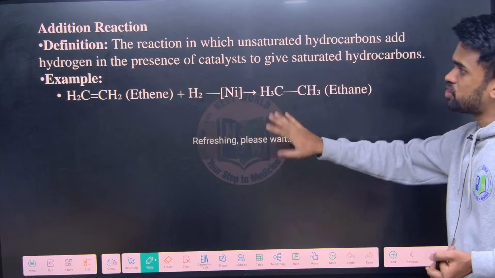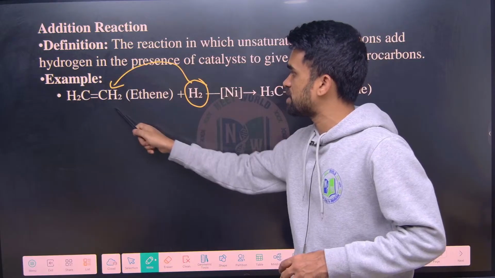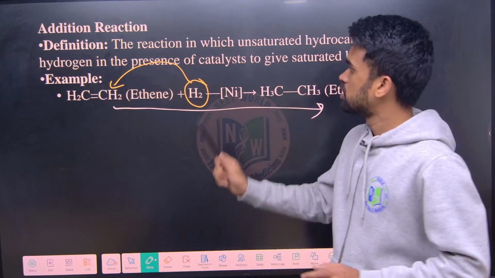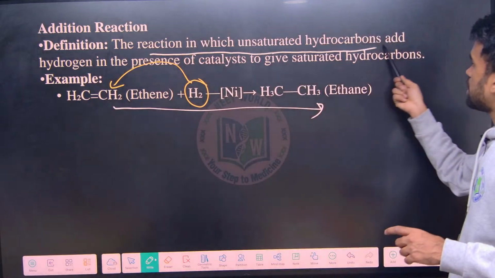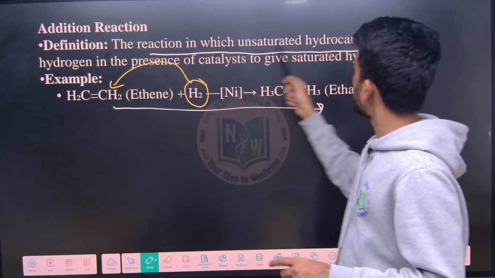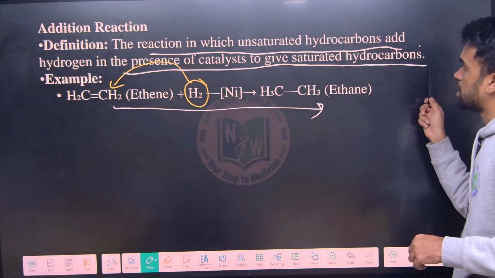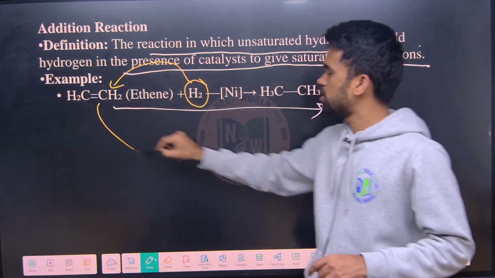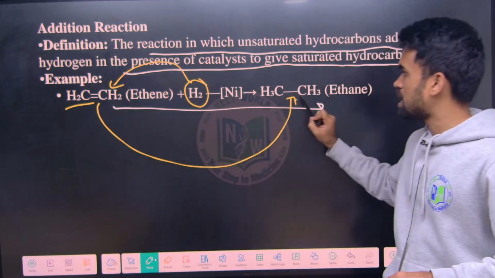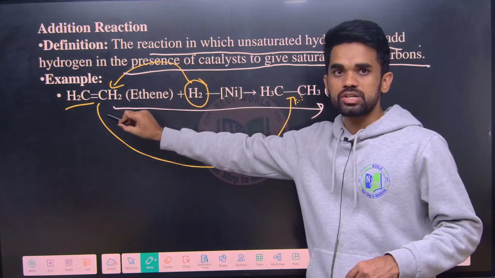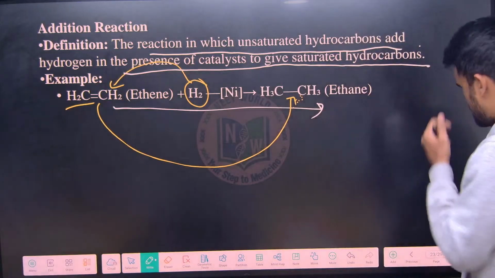So, I told you about addition reactions. What I told you: we are adding something to the substrate, then we can call that process an addition reaction. We haven't removed anything. So, reactions in which unsaturated hydrocarbon adds hydrogen in presence of a catalyst to give saturated hydrocarbon. So alkene is converting into alkane. These are called unsaturated compounds, these are called saturated compounds. Alkenes are unsaturated, converting into alkane which is saturated. We already discussed this.